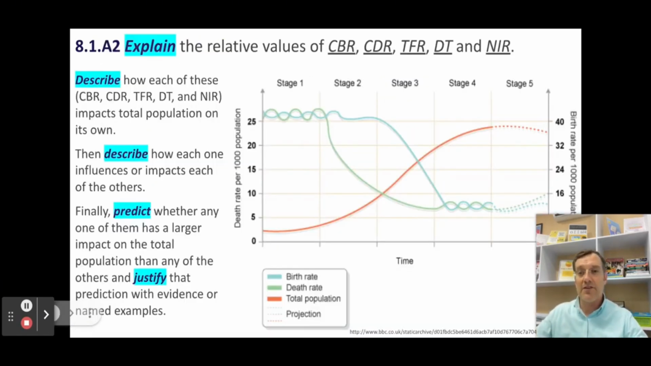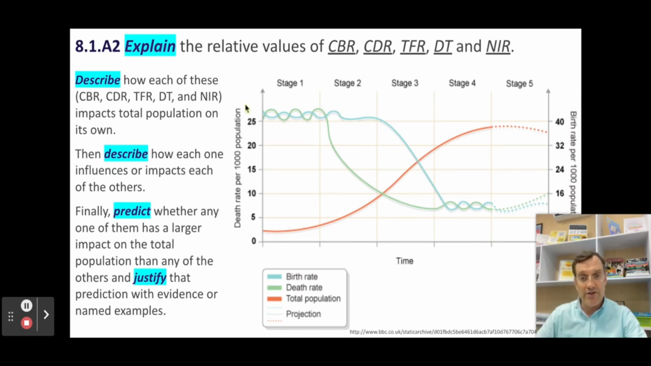Pretty straightforward. You may be asked to explain the relative values of the crude birth rate, crude death rate, total fertility rate, doubling time, and the natural increase rate. How do each of these impact the total population? As long as the birth rate and the death rate are relatively equal, you'll have times where the population is relatively stable. If the death rate, which you can see here in this green curve, begins to exceed the birth rate, the population will decline. If the birth rate exceeds the death rate, the population will increase. So the difference between these two lines here is the natural increase rate.